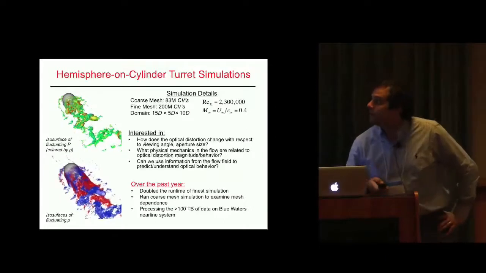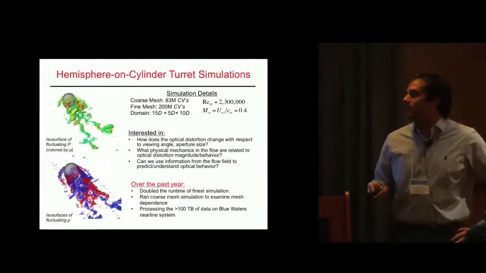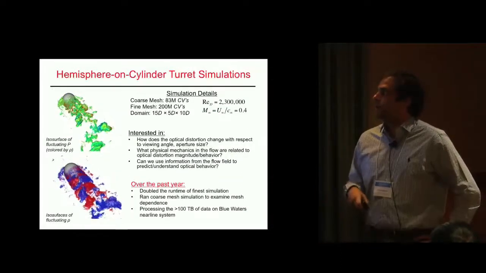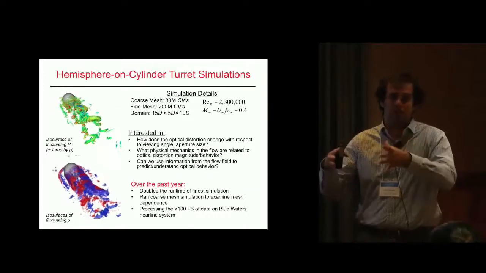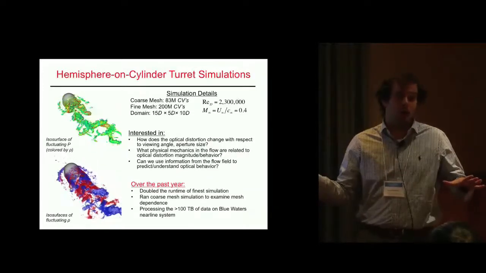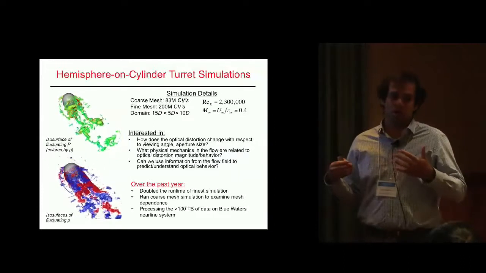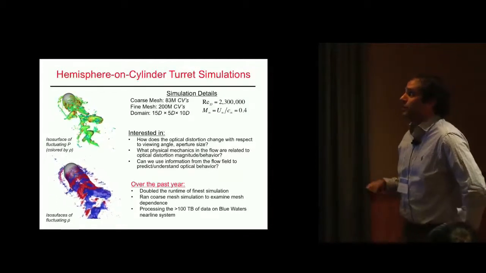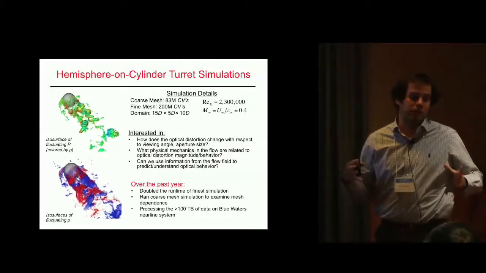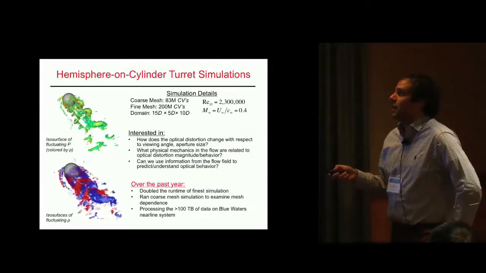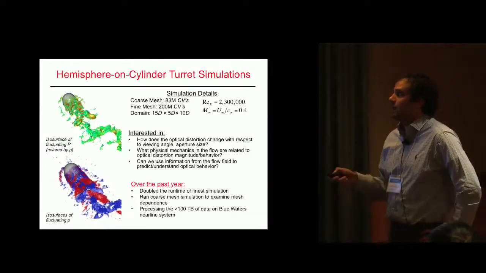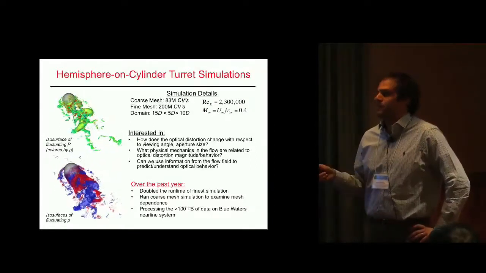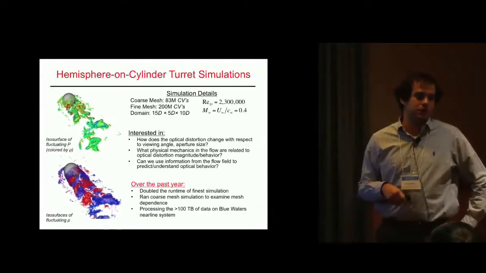So talking about this hemisphere on cylinder turret simulation, I've breezed through all the boundary conditions and setup. But this turret is half of a sphere sitting on top of a cylindrical base, and that's mounted to a wall. The incoming flow is Mach 0.4, so you don't have shocks yet, but it's fully compressible. And the Reynolds number that you can see here is really large, at 2.3 million based on the turret diameter. So here I have two different meshes, where the coarse mesh is something I've done this year, and the coarse mesh is 2/5 of the fine mesh size.